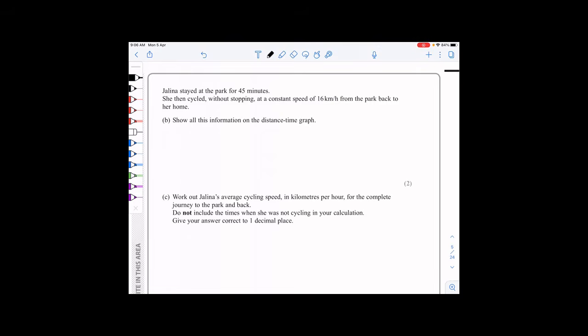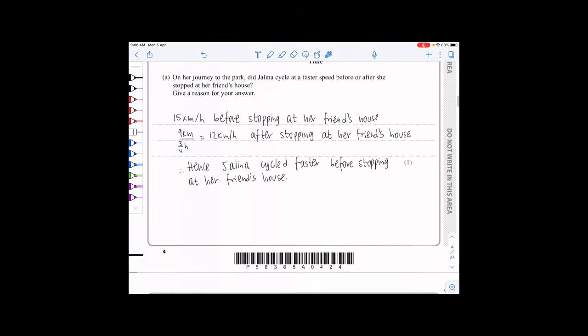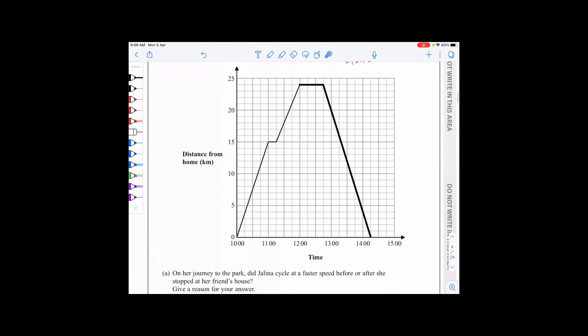In C, we need to work out Jalina's average cycling speed in kilometers per hour, excluding the times during which she was not cycling. We need to give an answer correct to 1 decimal place. So if we just revisit for last time, this distance time graph, we know that she left the home at 10 o'clock. She arrived at 2:15 back home, and she had 15 minutes of a break here, another 45 minutes of a break here. So it's a total of an hour not moving.